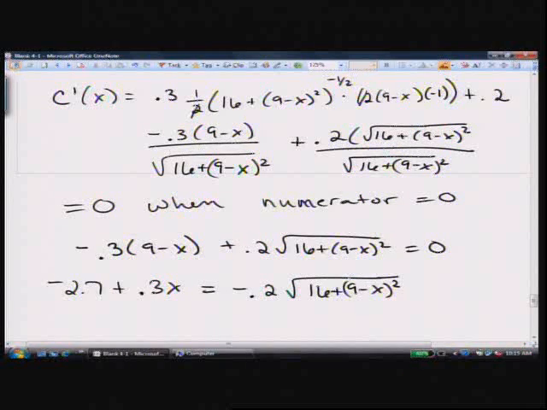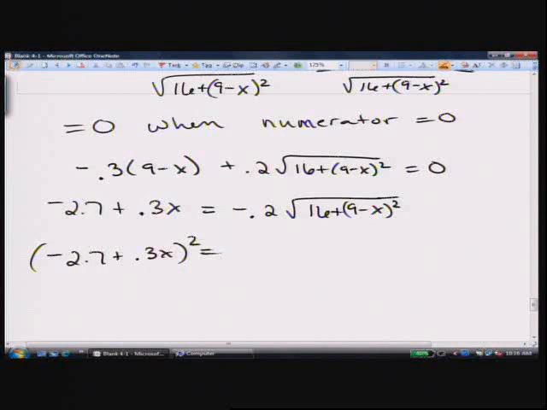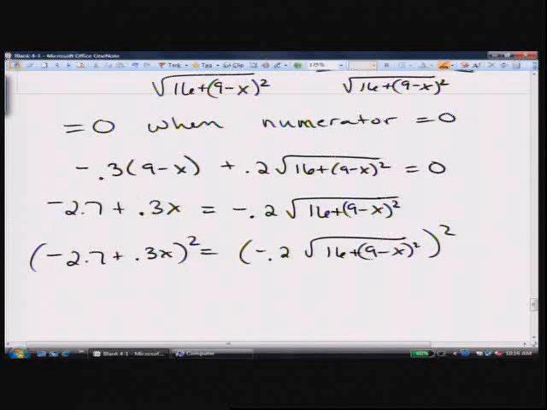You might remember that when you have a radical expression, the first thing you want to do is isolate it as much as possible, and then you square both sides. So now I can square both sides to isolate this radical. I'll get negative 2.7 plus 0.3x quantity squared is equal to this thing squared.